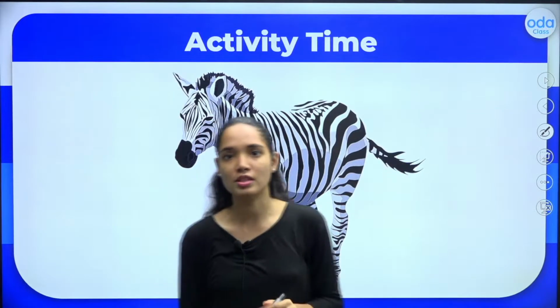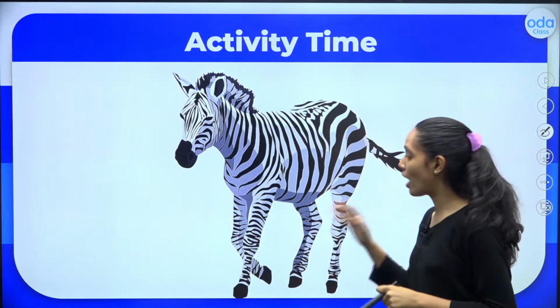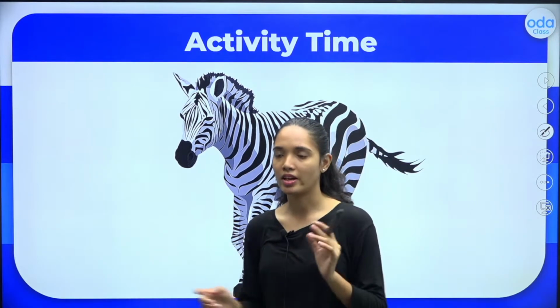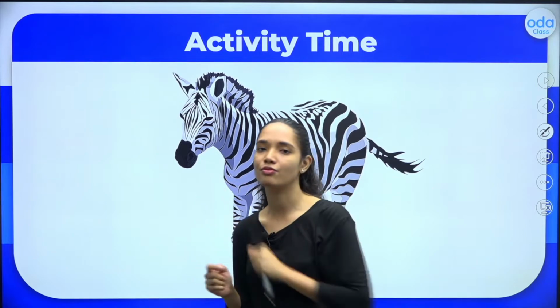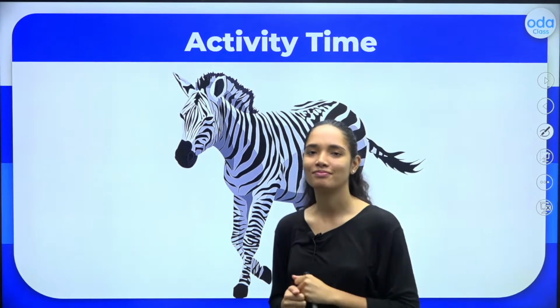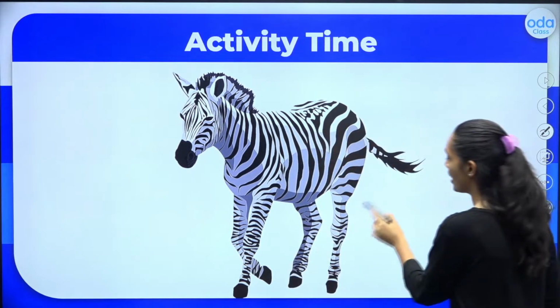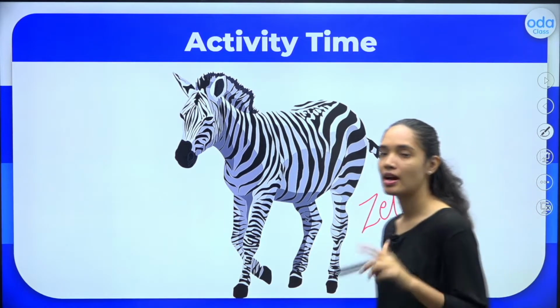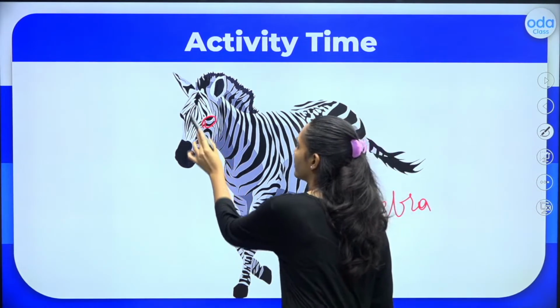So it's time to do some activity, my dear students. So identify the animal and let me know the positioning of their eye, whether it is present at both sides or in the front. First, identify the animal. Quickly type in the chat box. Wonderful. It's a zebra. And what is a zebra? Zebra is a herbivore. Therefore, the eyes are present at both sides of their head.